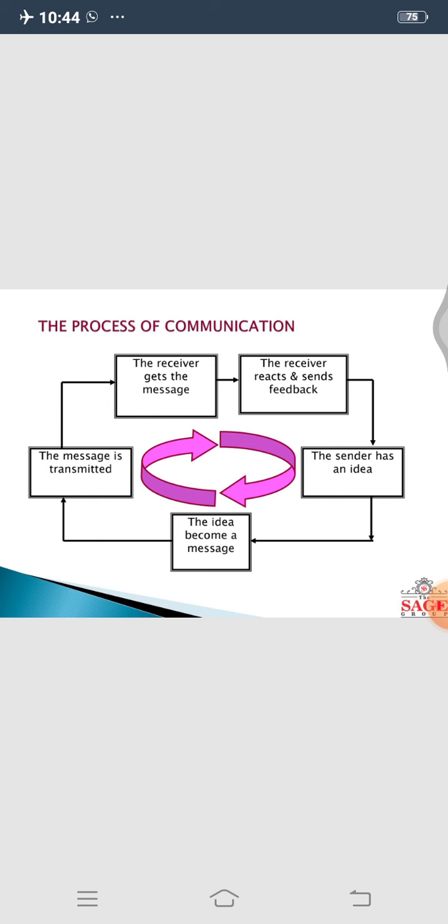Nowadays we see that different means of communication have come, like digital platforms. So there are a lot of things we have to take into consideration if we want the message to be properly communicated between the sender and receiver. In this way the process is complete.